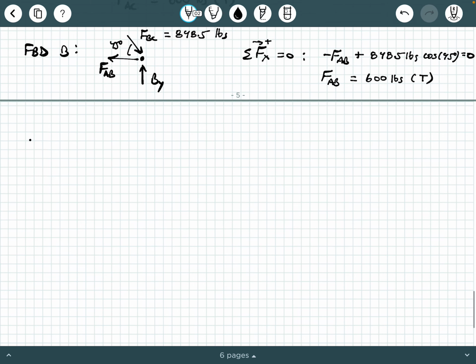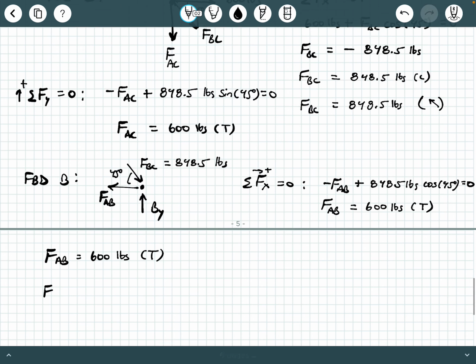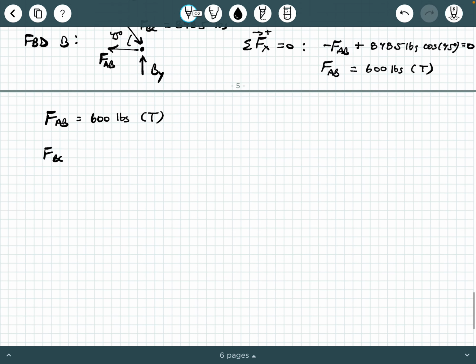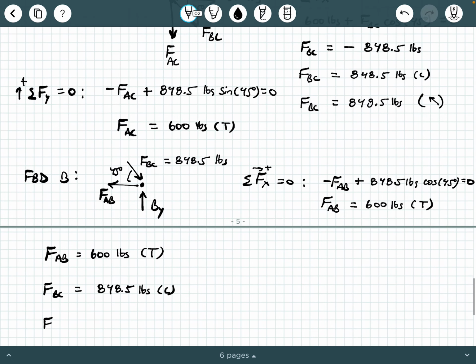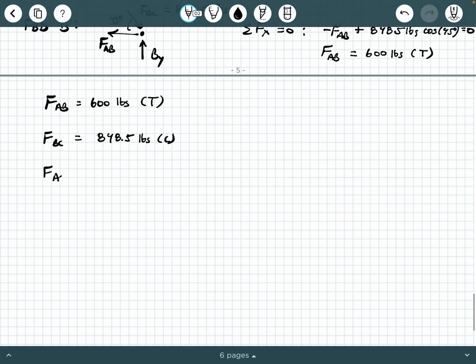So our three member forces, if we want to summarize them, are: FAB is 600, not 800, 600 pounds in tension. FBC is 848.5 pounds in compression. And the last one we had, FAC, is 600 pounds in tension. So that's part of our answer.